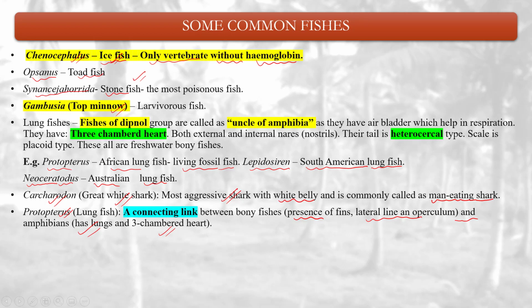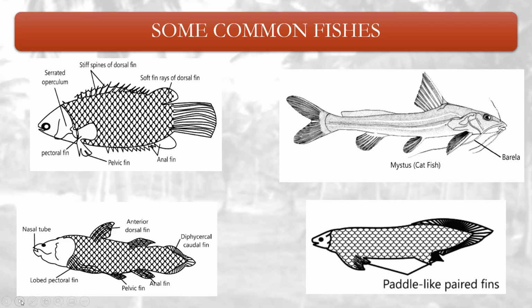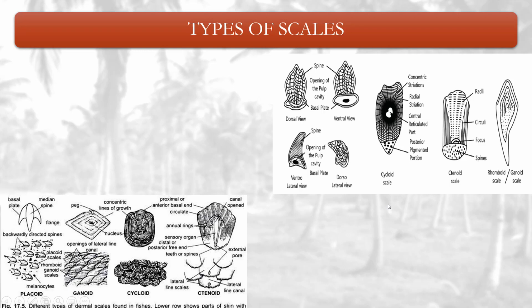Understood? Now, my dear students, we'll move to the next slide. These are diagrams to help you understand different types of fins and fishes, especially bony fishes, and different types of scales. Just remember that placoid scales are present in cartilaginous fishes, for example Scoliodon. Ganoid scales are found in primitive bony fishes.